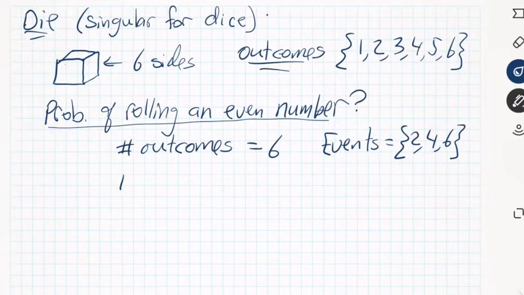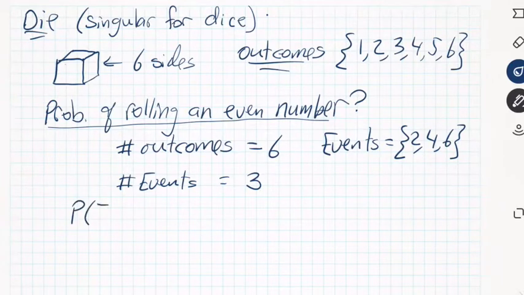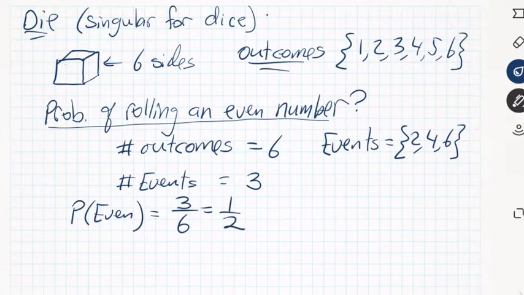So be careful with my questions. I ask some strange things like, what's the probability of rolling an 8 on a die? And the probability there should be 0. So the number of events is going to equal 3. There's a 2, a 4, and a 6. There's 3 of them. So the probability of rolling an even number on a single die is going to equal the number of events divided by the number of outcomes, which turns out to be the same as the probability of flipping a coin and getting a head.